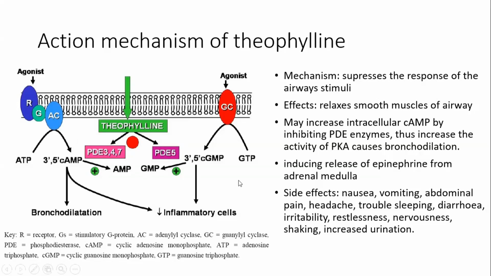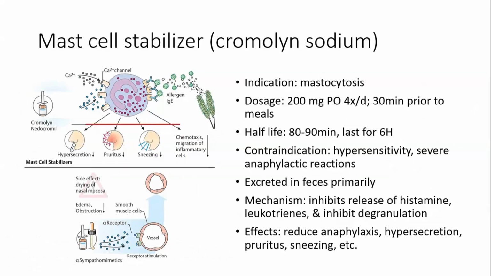Okay. So the side effects of theophylline could include nausea, vomiting, abdominal pain, headache, trouble sleeping, diarrhea, irritability, restlessness, nervousness, shaking, and increased urination. Okay. So bila ada increase of the cAMP, they will increase the bronchodilation, muscle relaxation, and indirectly reduce the production of inflammatory cells.